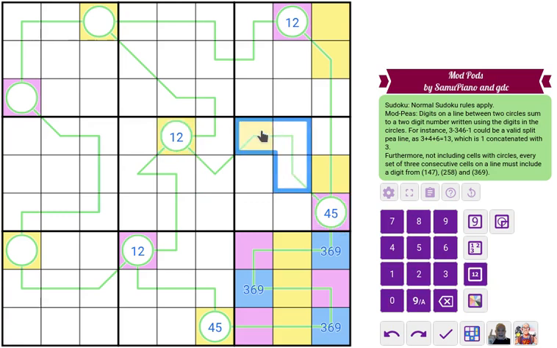Which means this is a multiple of 3. So we need 3, 6 or 9 to keep the multiple of 3. So these are 3, 6, 9. For the line, this is purple. Now this cell sees both these. So if it were 14, this would be a 7. If it were 25, it would be 8.